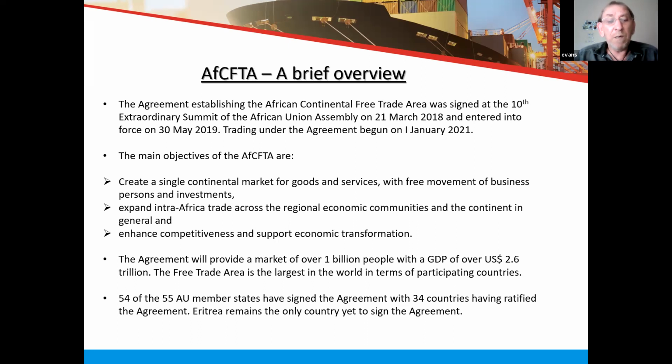54 of the 55 African Union member states have already signed the agreement. 34 of those countries have already ratified the agreement. Eritrea remains the only country yet to sign, and from what I understand, it looks like they're adamant that they do not want to be part of this agreement at all. But the 54 countries have already signed. It's now all the negotiating that needs to take place on the rules of origin and the tariffs. All of that is still in process as we speak.